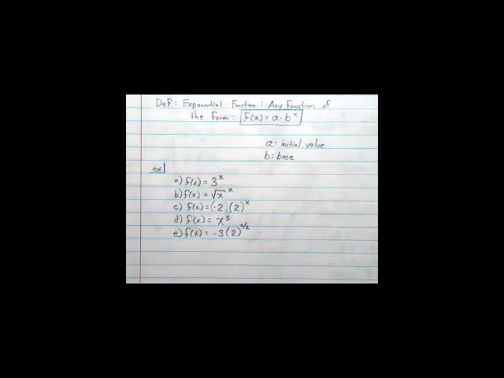So like I said, first of all, yes or no, is it exponential? And then second of all, if it is, what's the initial value, what's the base? And if it's not, why not? Okay, we'll do that too. Why does it not work?